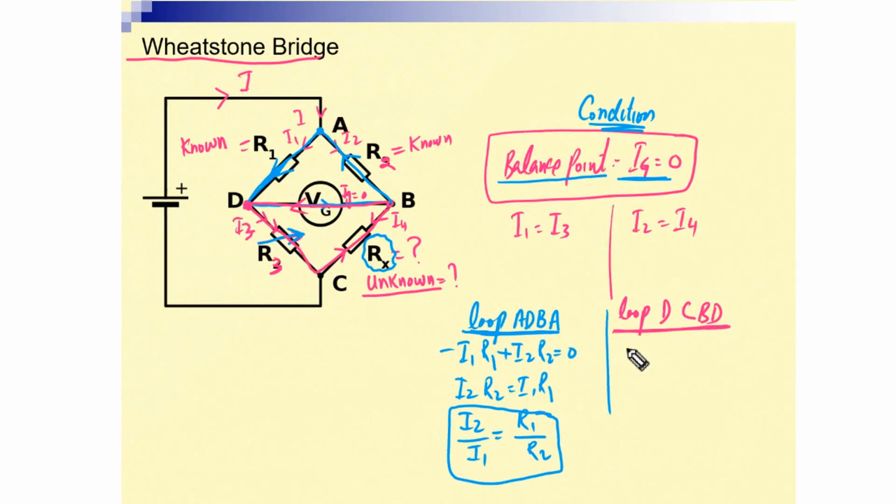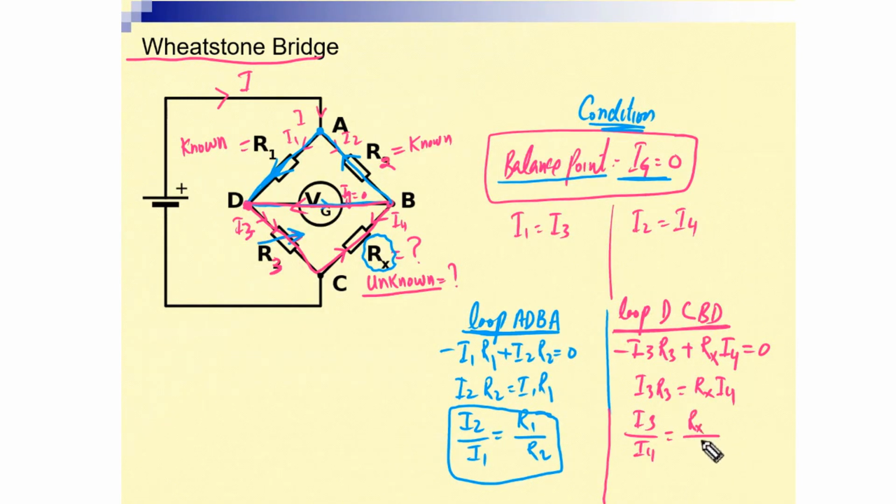So here we can simply say, this is in the direction of current, so I will write minus for this one. And this is the opposite direction, so we can say that it is Rx times I4. This has to be equal to 0. So now we can rearrange, we can write down like this. So this is equal to Rx and this is I4. So you can see here. Now a little bit of rearranging, we can write it in this form. So we will get Rx over R3.